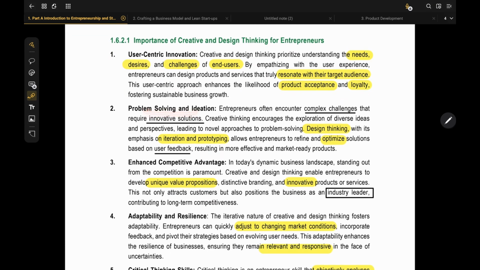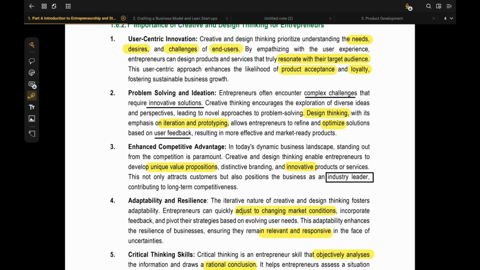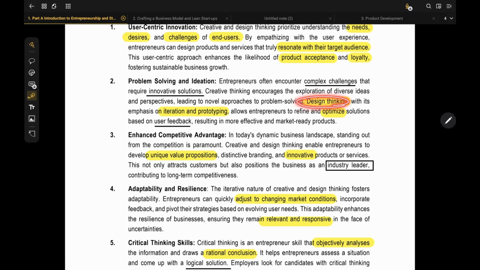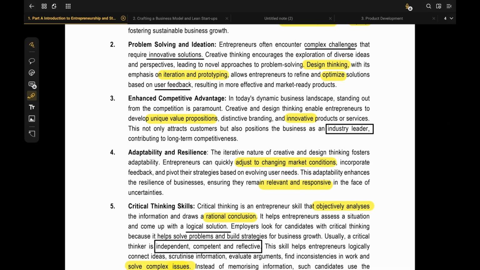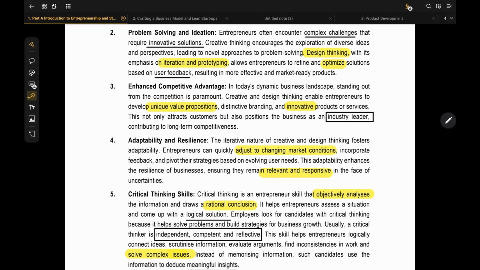Problem solving and ideation. There will be complex challenges in the society. For those problems, you are bringing a solution. If that solution is very effective and efficient, people will easily buy your product. You need not do a lot of marketing. You have to do design thinking with its iteration and prototyping. This we will be studying later in the next chapters. Chapter 3 and all we will be studying about this. And then enhance the competitive advantage. If you have a unique value proposition, this also we will study in the third chapter. Innovative product. If you have all this, you will be an industry leader.